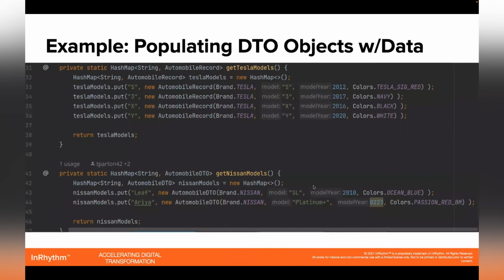So I also just want to show you that using them becomes really just like using a traditional DTO. What I've done here is I've created a couple of methods. One gets Tesla models, and one gets Nissan models.